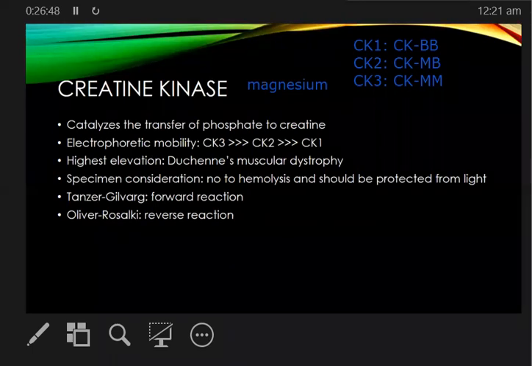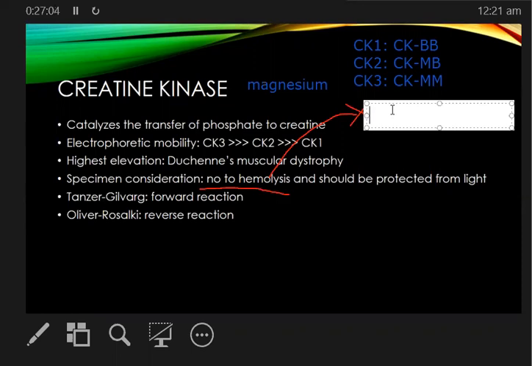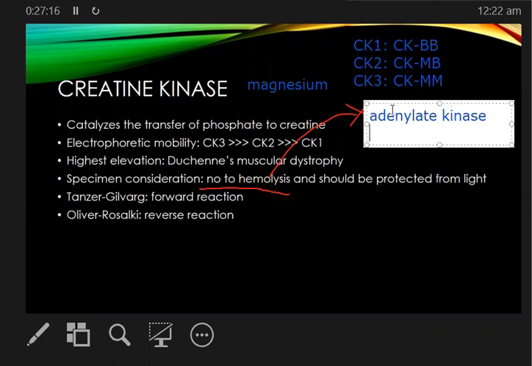Specimen consideration when it comes to your creatine kinase, no to hemolysis. Okay, why? Because remember that although your CK is not present in your RBC, there is a similar enzyme that catalyzes the same reaction. So we have your adenylate kinase. This is an enzyme that has a similar catalytic activity to that of your creatine kinase. And of course, if there is hemolysis, then you have a lot of adenylate kinase in your serum or in your plasma. So this will now tend to catalyze the same reaction, and it will lead to a false increase. Okay, so it will lead to false increased levels of your CK. But it's not your CK, it's your adenylate kinase.